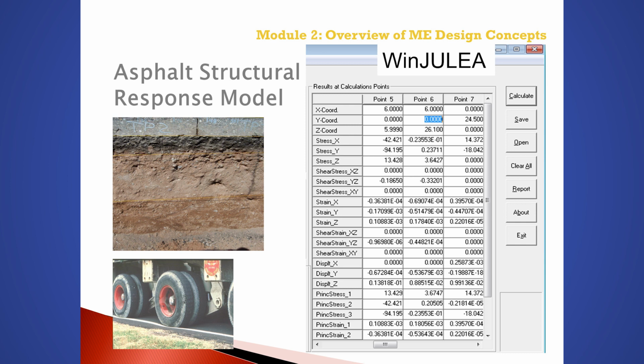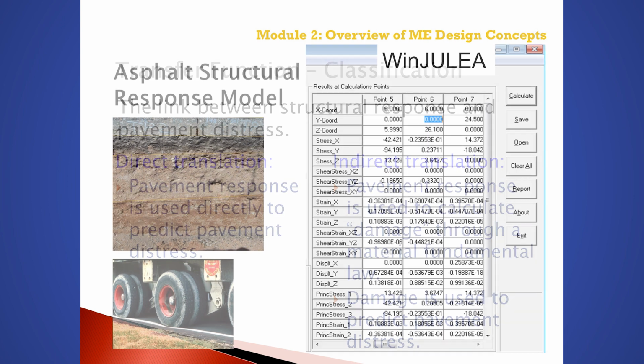In summary, the primary responses for flexible or asphalt pavements include tensile strains at various depths in the asphalt layer, tensile stress at the surface of the asphalt wearing surface, vertical compressive strains in all layers simulated in the pavement structure, and foundation soils or subgrade, and horizontal and vertical stresses at various depths in the unbound layers.